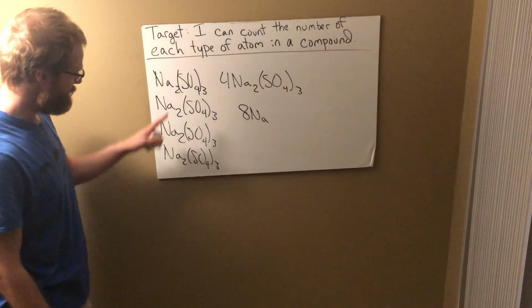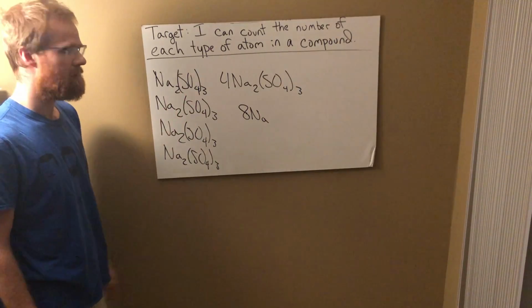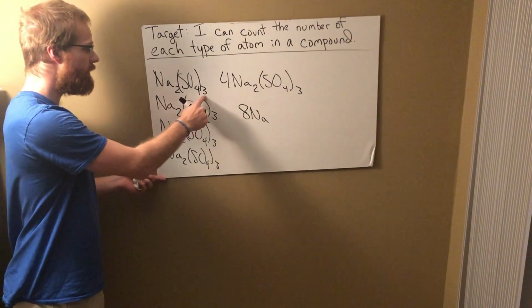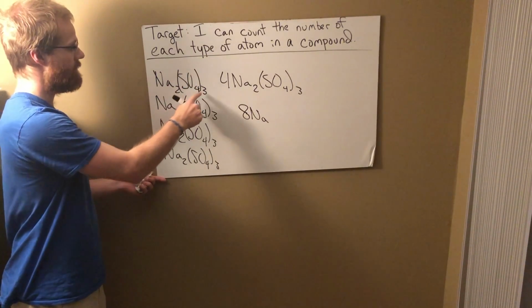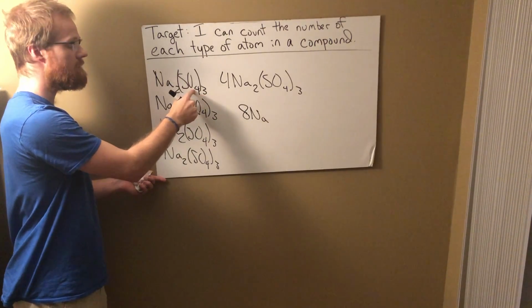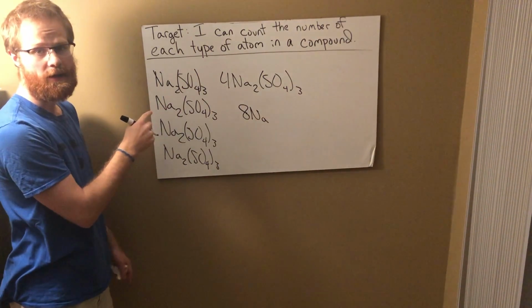Okay, so how do we deal with these parentheses? What does that parentheses mean? Well, the parentheses basically means we've got 3 groups of SO4. So there's 3 S's and 3 O4s in one single molecule of this particular type.